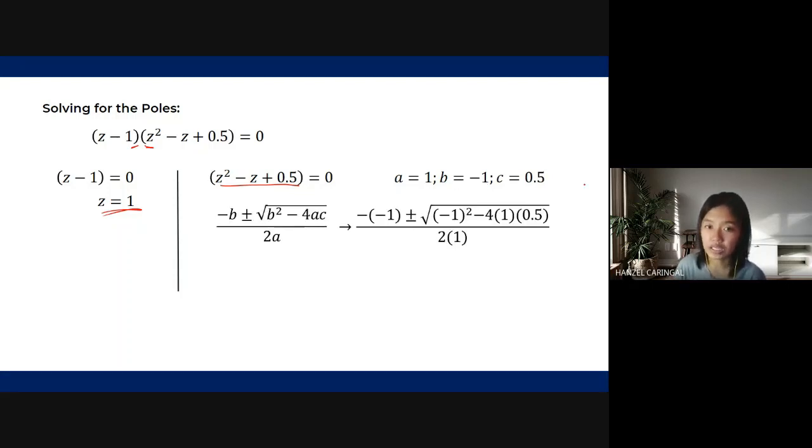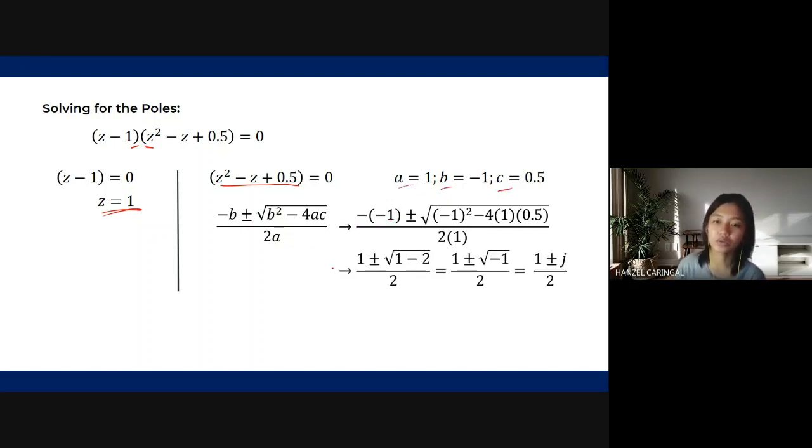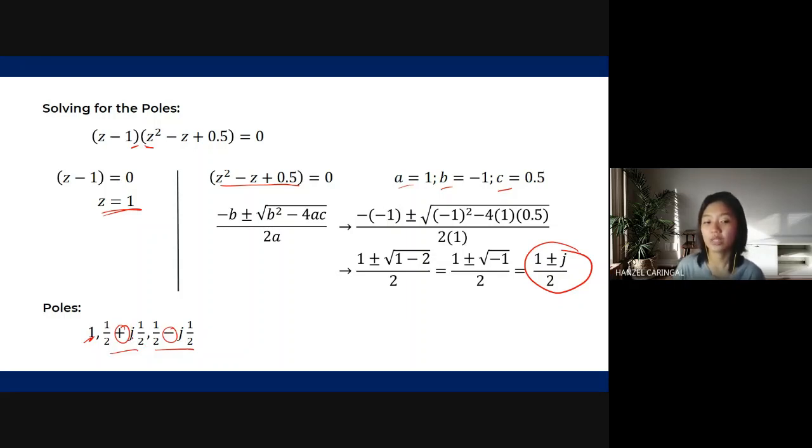So our quadratic formula is negative b plus or minus the square root of b squared minus 4ac, over 2a. We just substitute the values of a, b, and c. Solving that in our calculator, we get the poles 1 plus or minus j over 2. So our poles are 1, then 1 half plus j 1 half, and 1 half minus j 1 half. As we can see here, this is a complex conjugate pair: plus and minus, and complex since there is an imaginary and a real part.